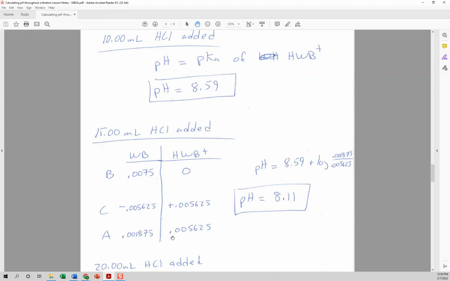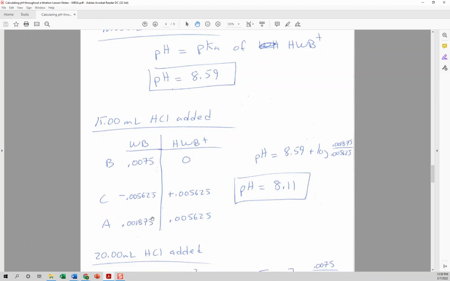I do my math. So after, I'm going to have this much amount of WB and this much amount of HWB plus, plug it into the Henderson-Hasselbalch. And now notice my pH is lower than the pKa because I have more of the acid component than the base component, okay, of my buffer system. All right, and remember, we can only use the Henderson-Hasselbalch if we have a buffer system, and we have a buffer system because we haven't reached the equivalence point yet, okay?